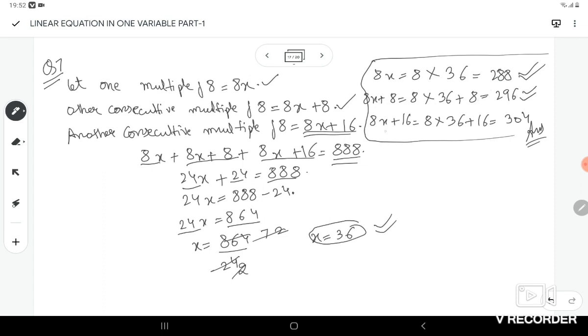And the third consecutive multiple of 8 gives 8x plus 16. We know that the value of 8x is equal to 288, and we have to add 16 to it. We get the answer as 304.